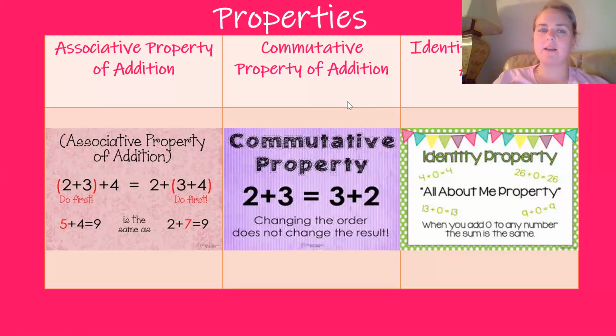The last property, let me move my camera, is the identity property of addition. So that's the all about me property. That is when you add 0 to any number, the sum is still the same. You can see there's examples: 4 plus 0 equals 4, 13 plus 0 equals 13, 26 plus 0 equals 26, 9 plus 0 equals 9. So anything, if you add 0 to it, it's going to stay the same.